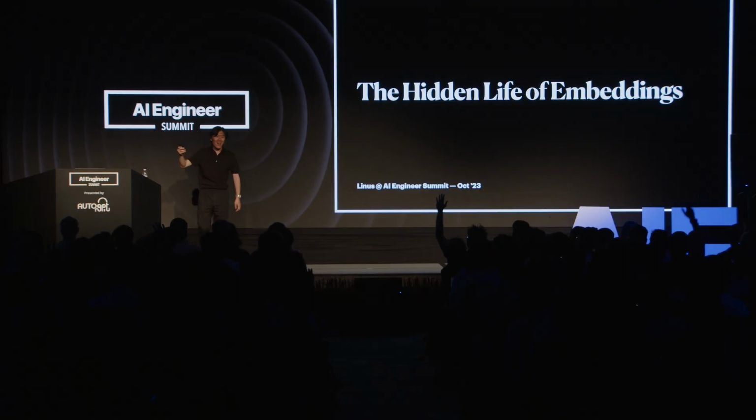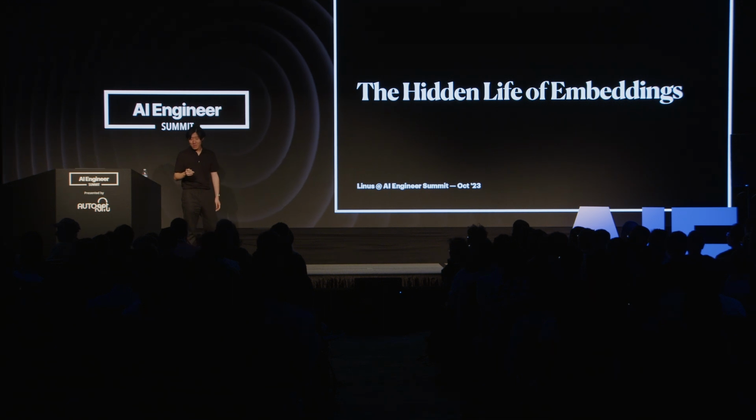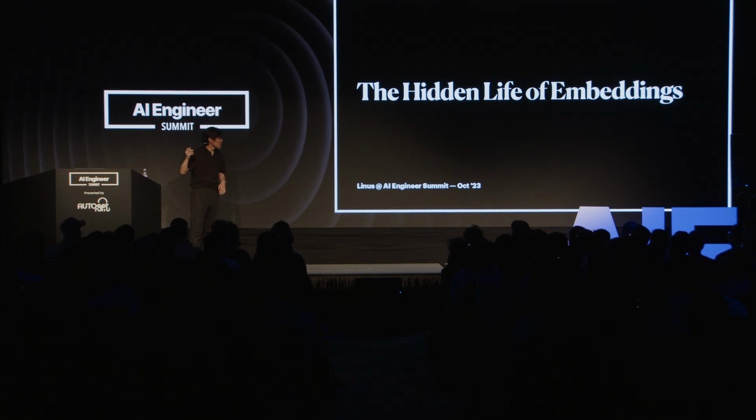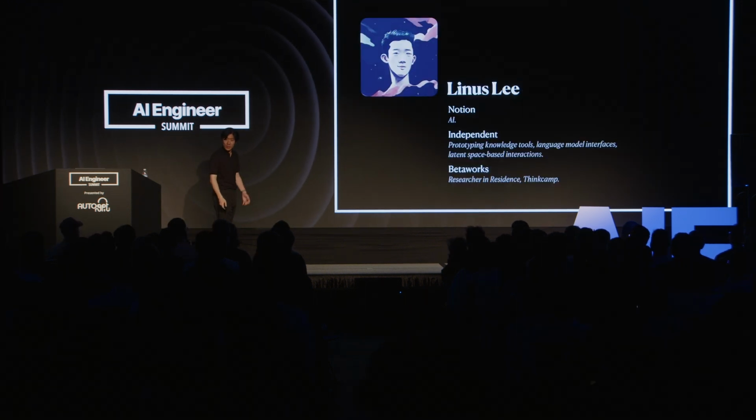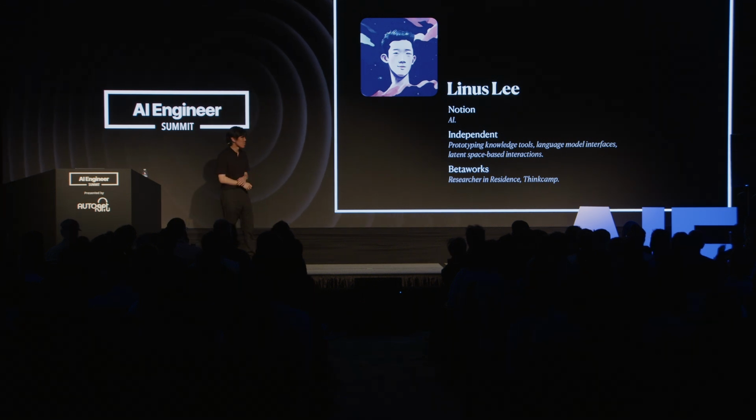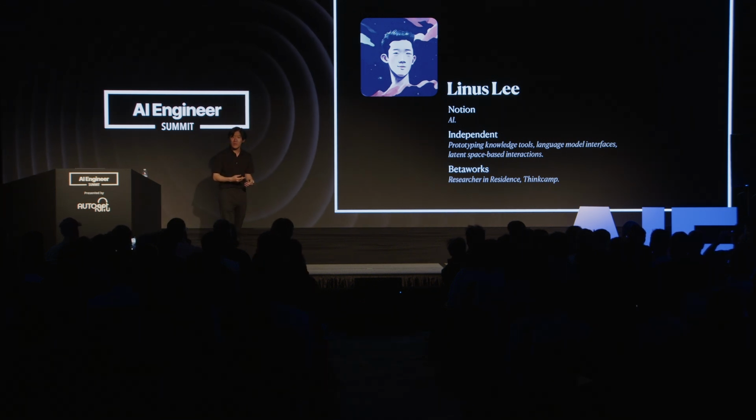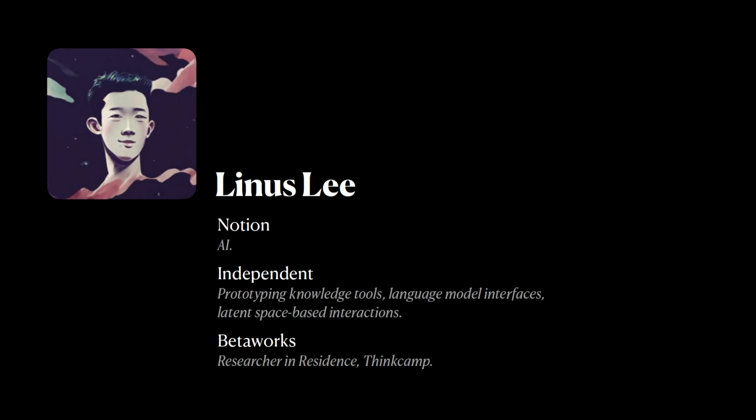Before I talk about that, a little bit about myself. If you don't know me already, I am Linus. I've worked on AI at Notion for the last year or so. Before that, I did a lot of independent work, prototyping and experimenting with language models and traditional NLP, things like TF-IDF and BM25, to build interesting interfaces for reading and writing. In particular, I worked a lot with embedding models and latent spaces of models, which is what I'll be talking about today.